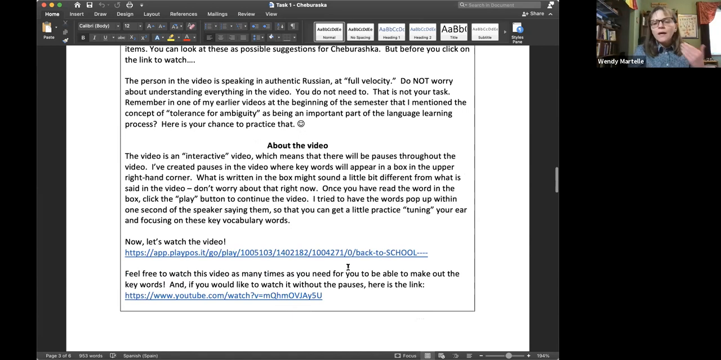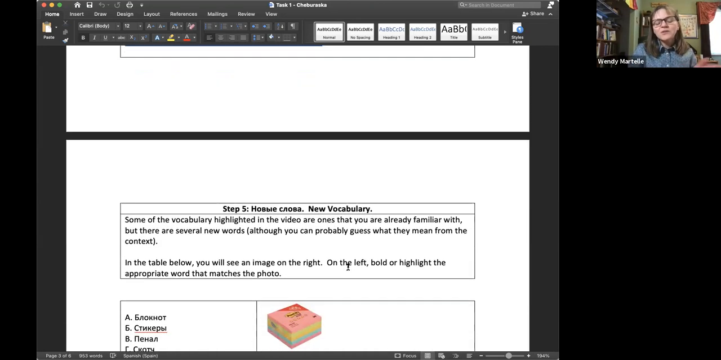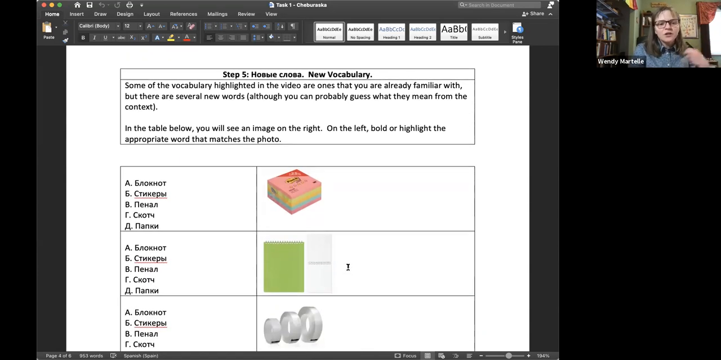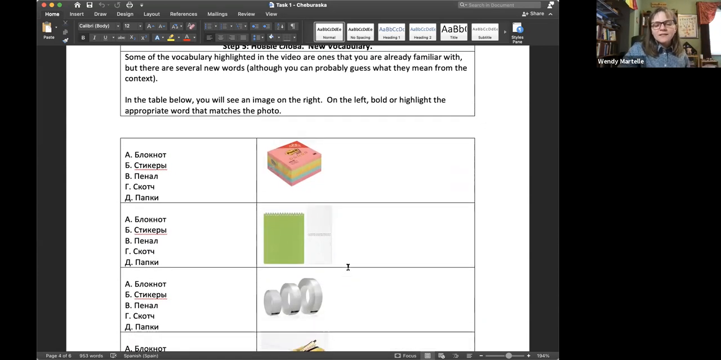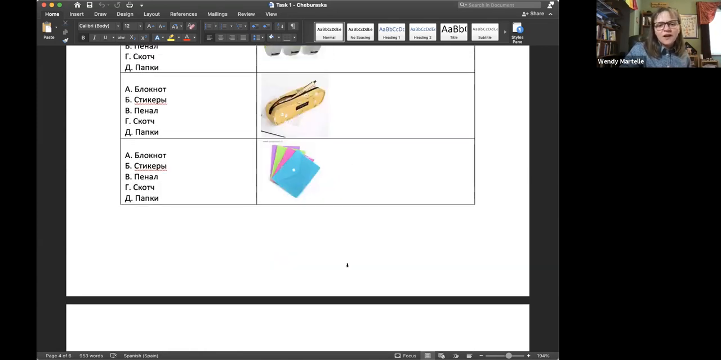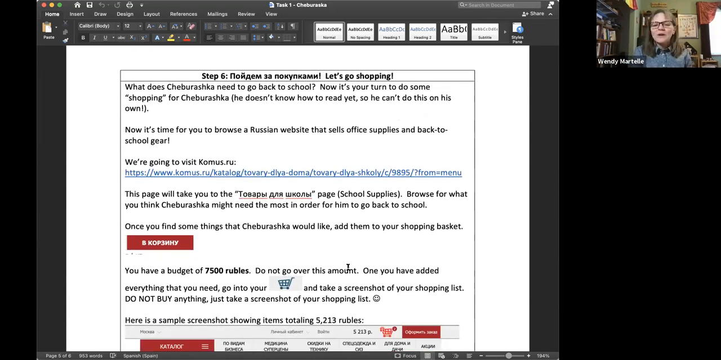They were able to watch it as many times as they wanted, with or without the interactive pop-ups for the vocabulary. Then I had them do a quick matching, identifying the new vocabulary that they learned. And then, now let's go shopping. What does Cheburashka need to go back to school?